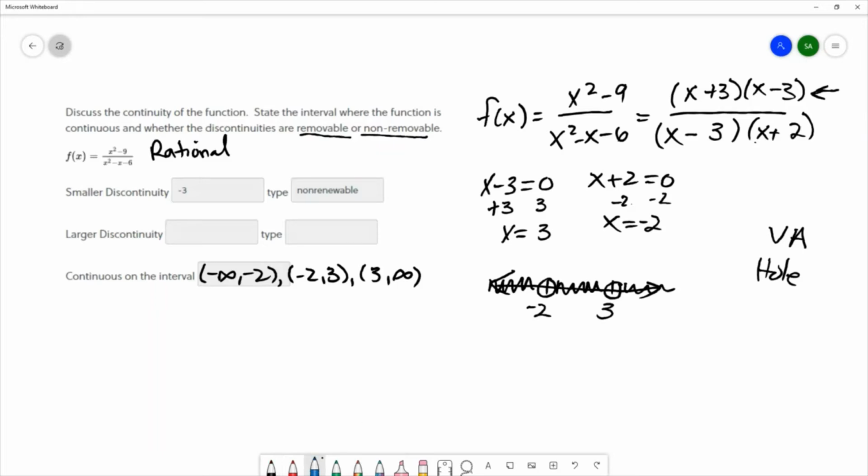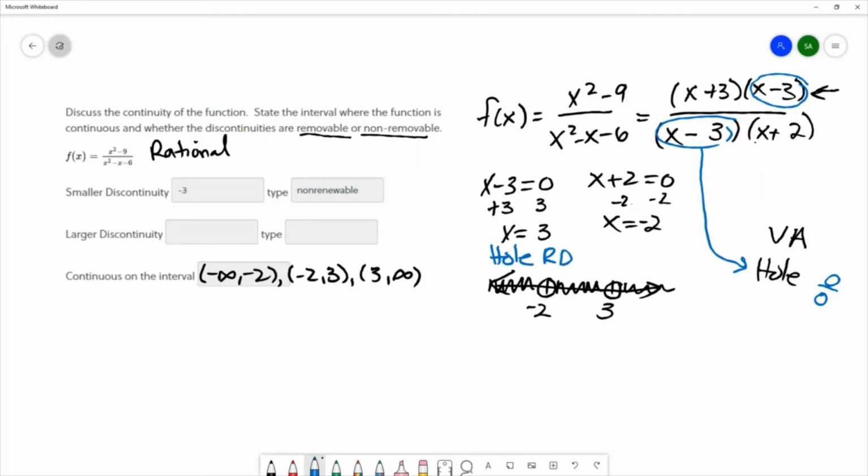If you have a common factor, like we do here, of x minus 3, that's what creates a hole in the graph. That's what's going to create, if you were to find the limit at that point, the 0 over 0. And then you would cancel that out, and then you would end up getting a number for the limit. So that limit's going to exist, and that creates the hole in the graph. And we saw that a hole in the graph is a removable discontinuity. So this is where we have a hole, and that's a removable discontinuity.